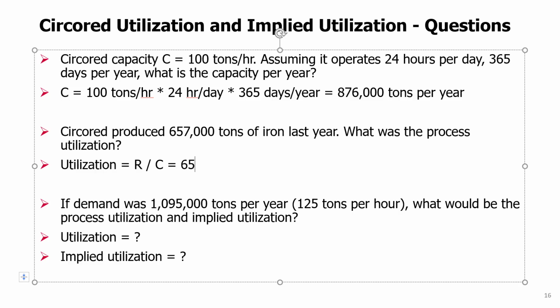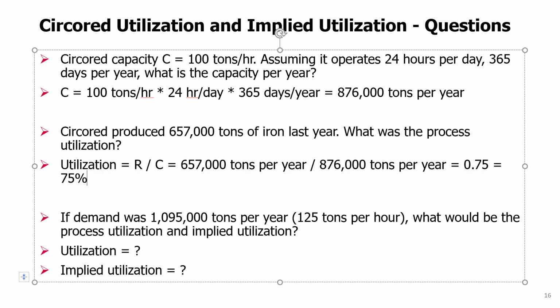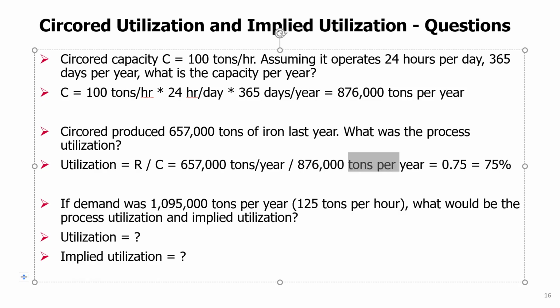So it's 657,000 tons per year divided by 876,000, let's write here also per year, if you like. That's 0.75, or if you like, 75%. So the utilization was 75%, which means we did not utilize the capacity to the maximum. We only utilized 75% of this capacity.